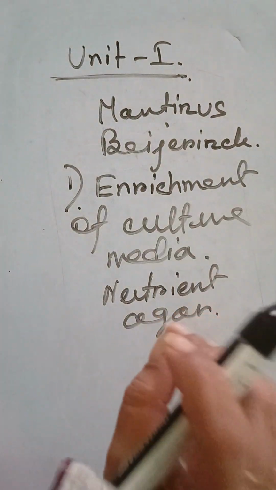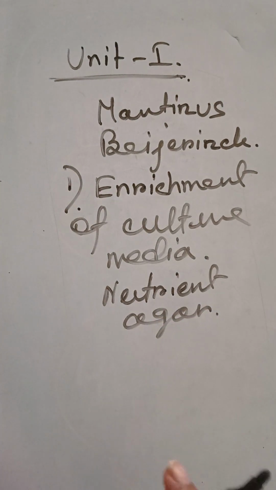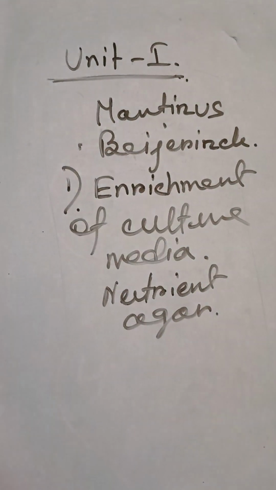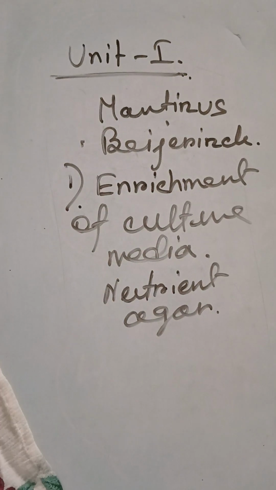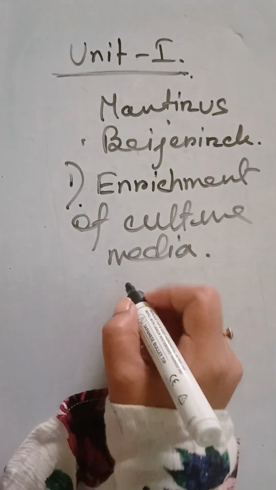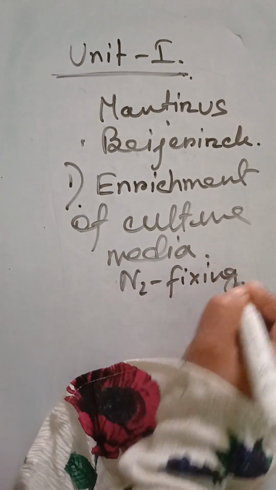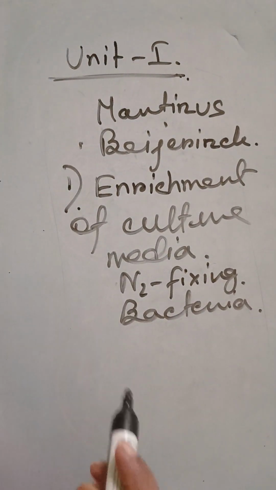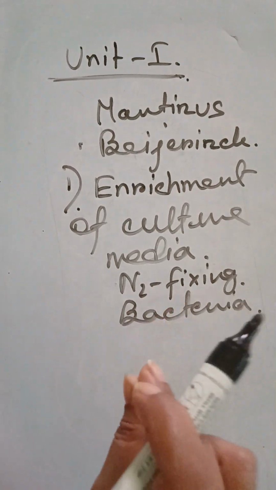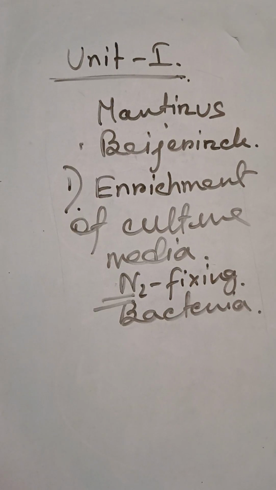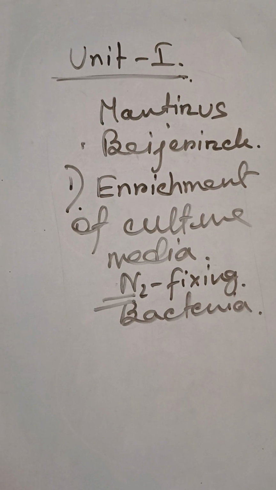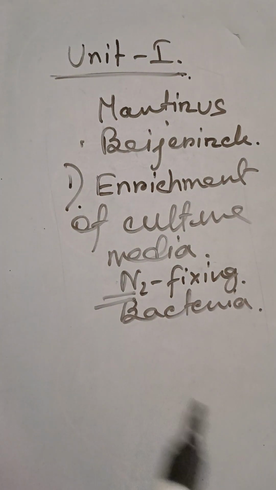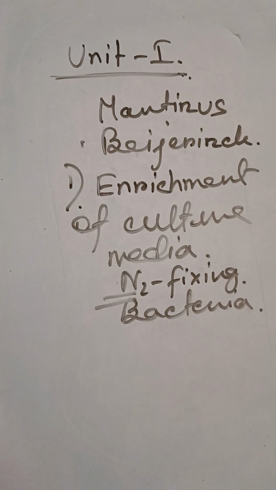But if you want to specifically isolate nitrogen fixing bacteria only from a soil sample dilution, then what will you do? That was invented by Martinus Beijerinck. That is the enrichment of the culture media. Suppose you want to isolate solely nitrogen fixing bacteria, how will you do that? First, you need a specific media that will support the growth of only nitrogen fixing bacteria from the soil in the lab, not the other bacteria. If other bacteria also grow on the same media, then you cannot differentiate who are the nitrogen fixers and who are not.